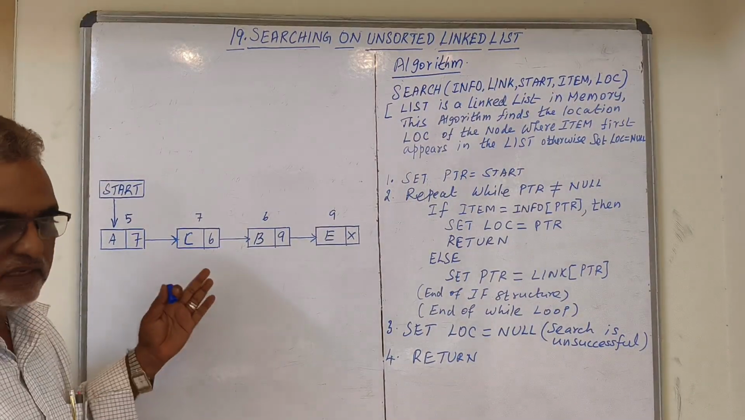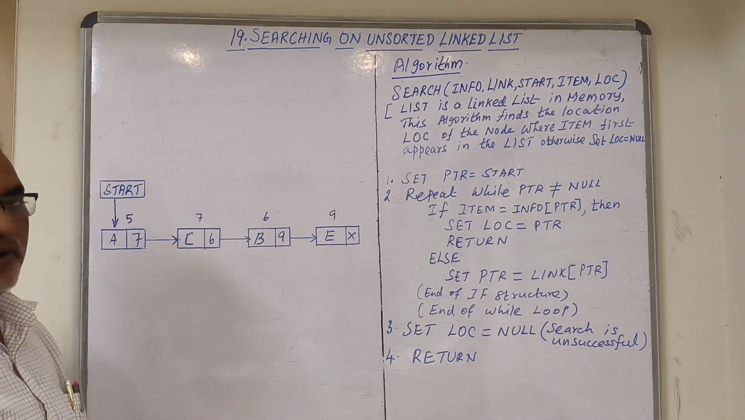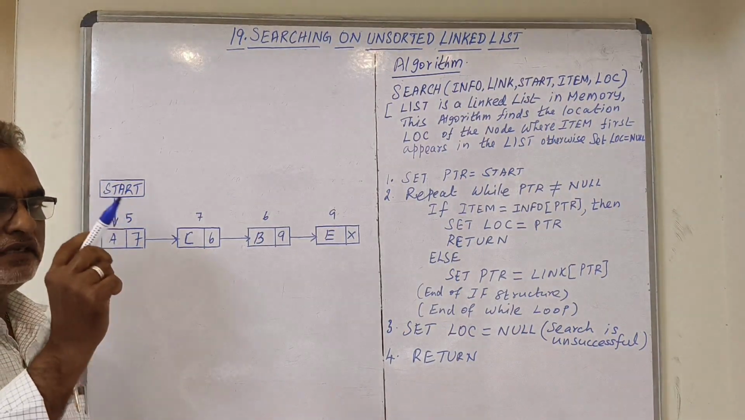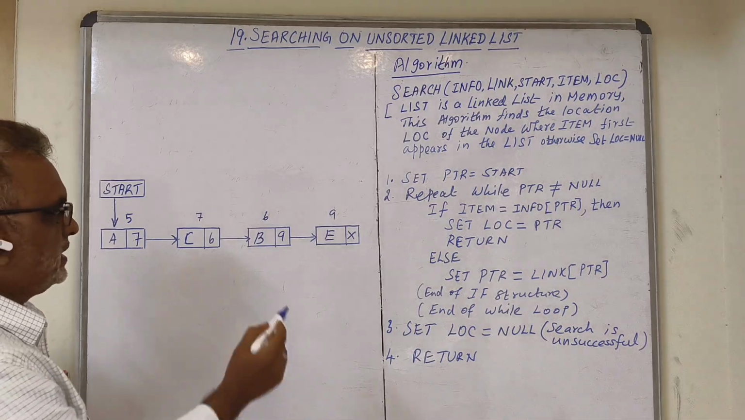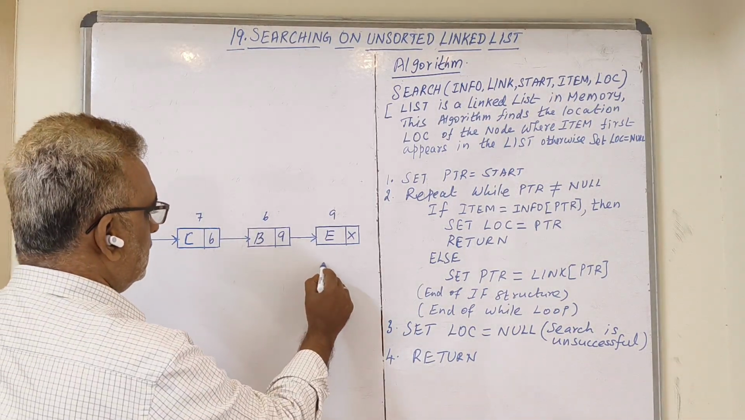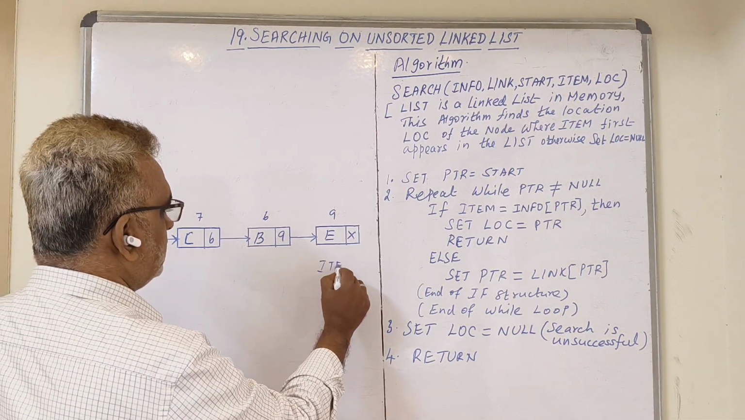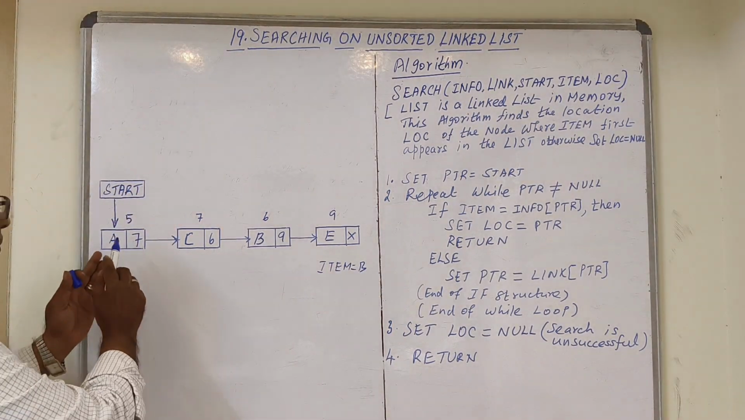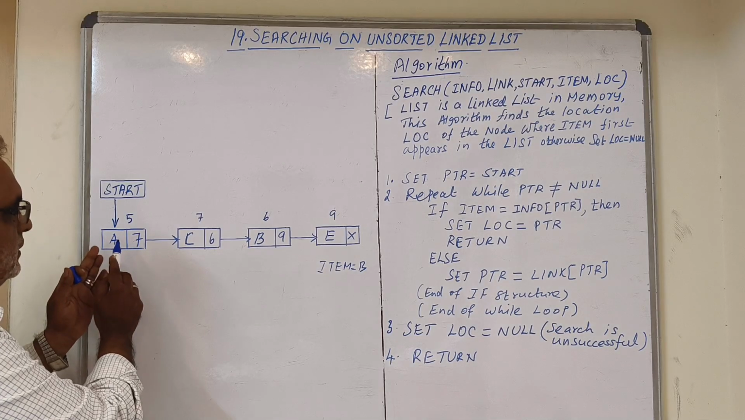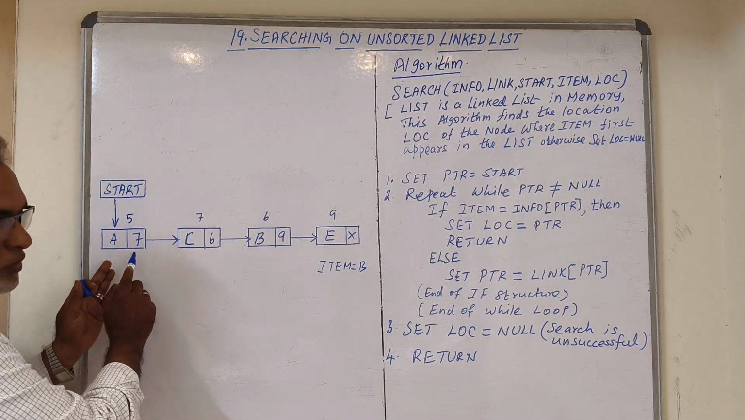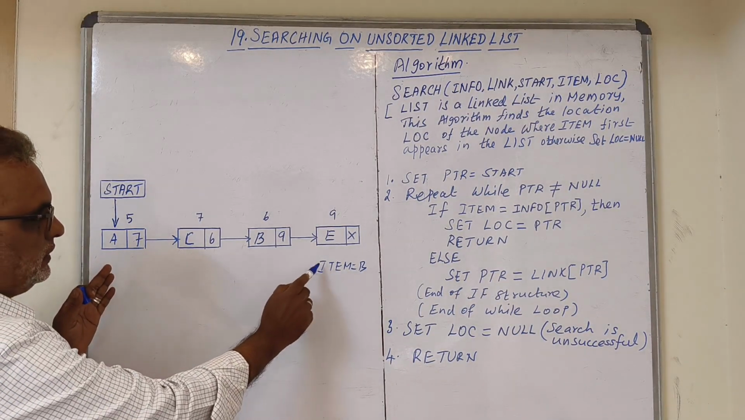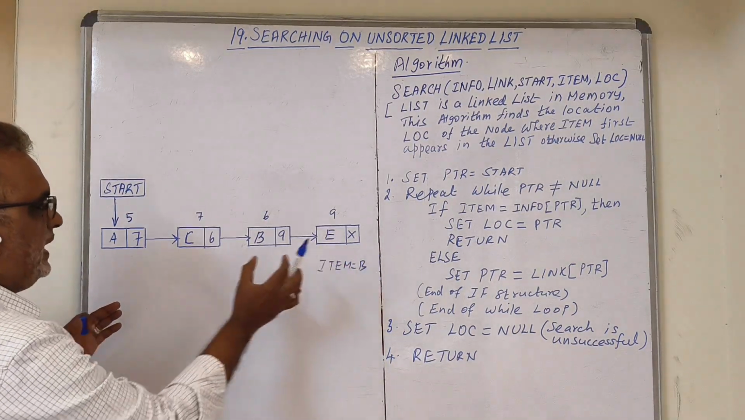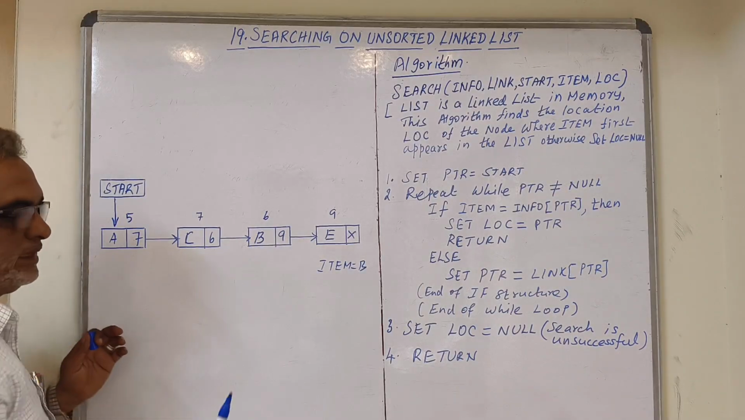So in the given linked list, we want to search for a particular element, whether this element is present in this linked list or not. Let us consider we want to search for the item B. Our item value is equal to B. So every time we check the information part of the node, because the item, that is the data, we want to check whether this data is available in the linked list.